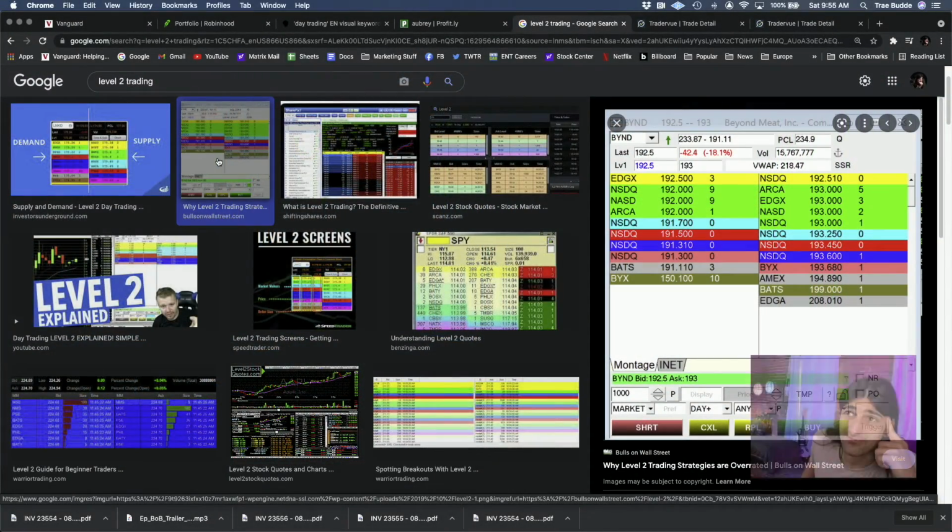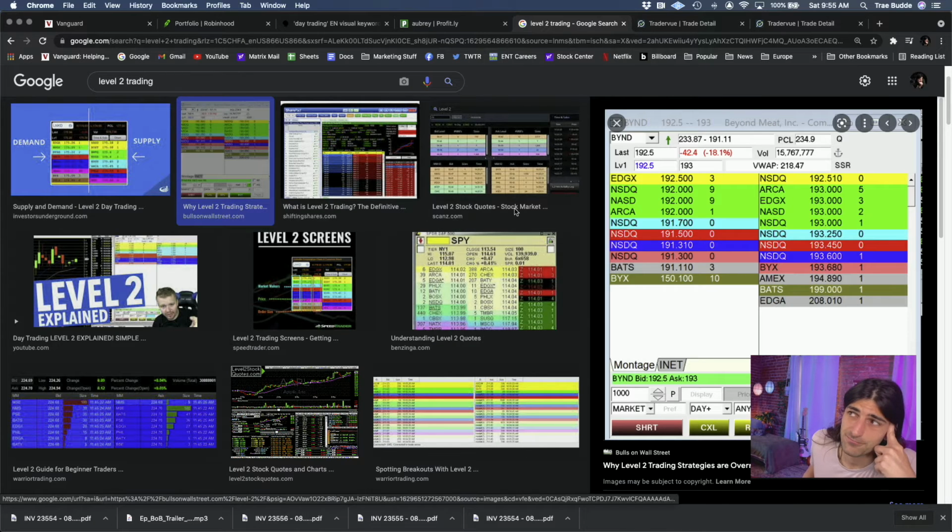If you're wondering what level 2 is, it looks different on each platform, but it's basically this. It is the order book for a given stock or security, right? Here it shows how many orders are placed for a specific stock at a specific price level. So here you have Beyond Meat. We got 3 orders at $192.50. And on the sell, well, we have no orders at $192.51, but we have some orders at $193. So naturally, this bidder and this seller are going to have to meet in the middle. And that ends up printing on the time and sales.